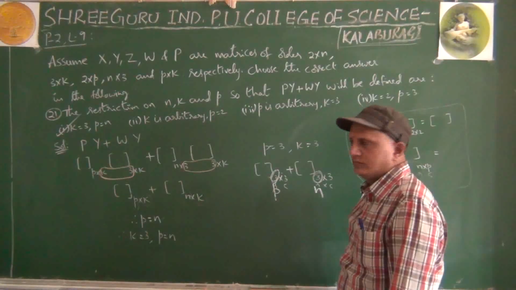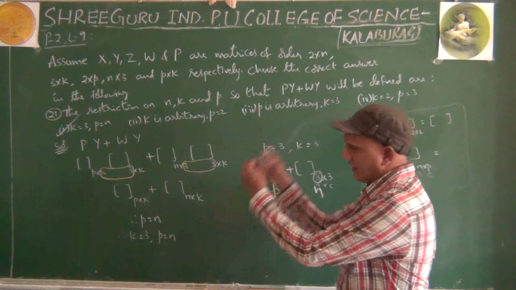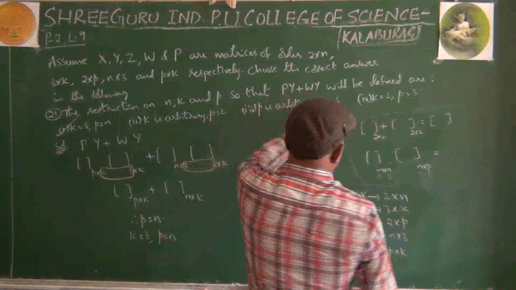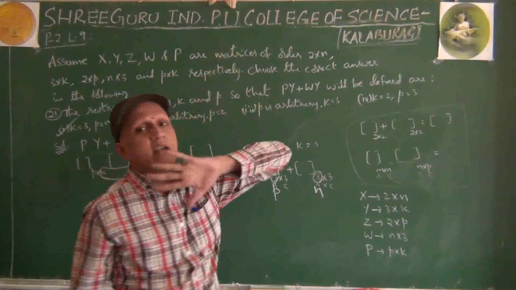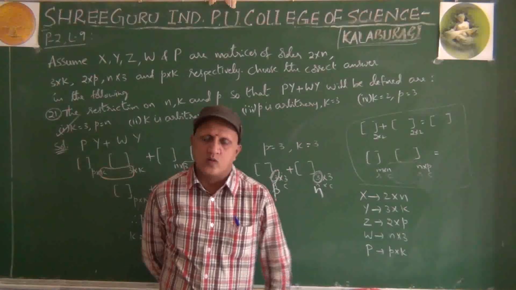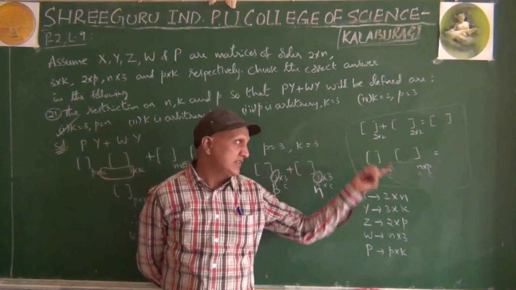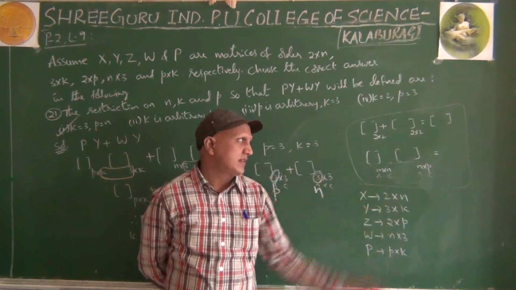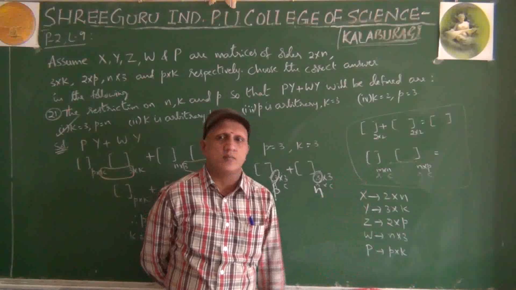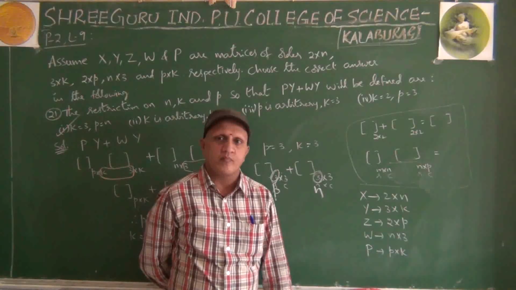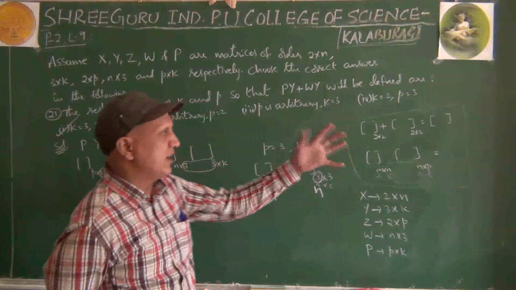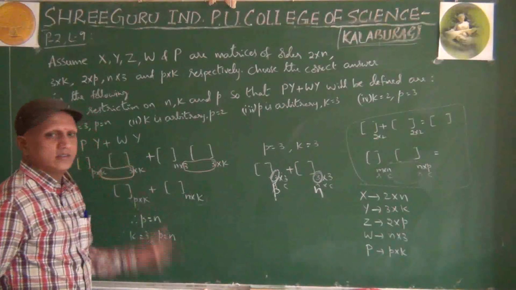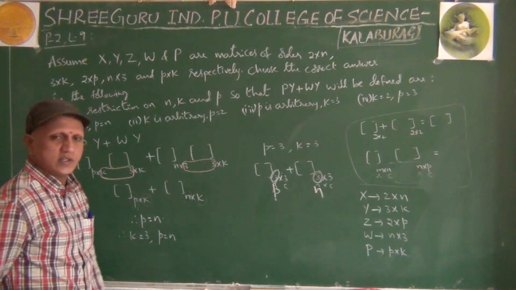Okay? Frankly speaking, nothing is there in this. Those who understood this concept, when we can add two matrices, when we can subtract two matrices, when we can multiply two matrices, those who have good command on that concept, it is a simple concept. We have solved so many questions. If you have good command on that, then this is nothing. Very simple question this is.